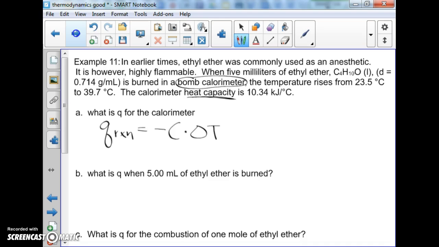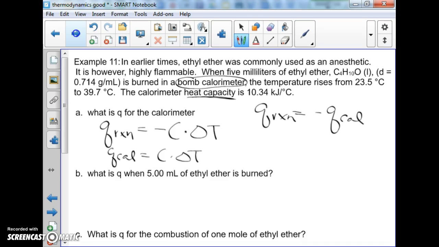Now, these set of problems are often tricky because what is A asking for? It's asking for Q for the calorimeter, right? Okay, well, Q for the calorimeter is opposite in sign for Q reaction. So Q calorimeter would be C times delta T. Now that's not on your blue card, but we do know from your blue card that Q reaction is equal to the negative Q calorimeter.